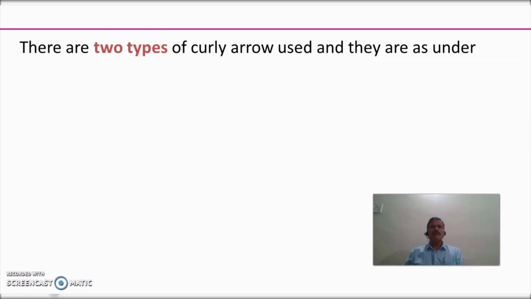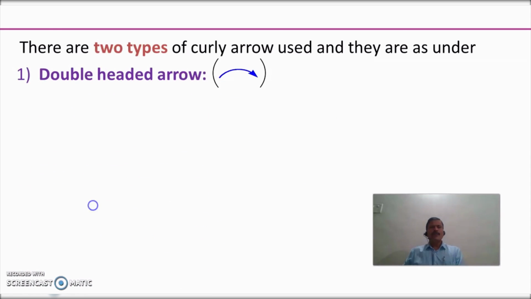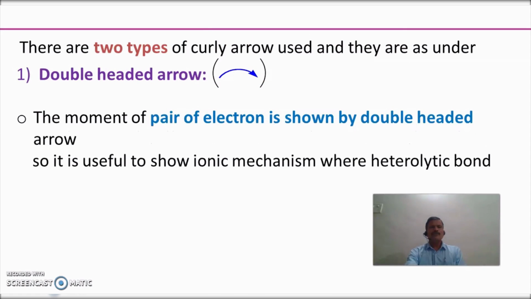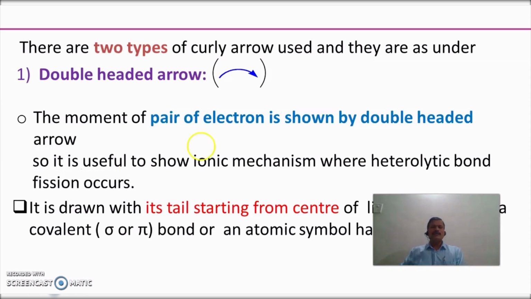There are two types of curly arrows. The first is the double-headed arrow, which represents the movement of a pair of electrons. It is useful to show ionic mechanisms where heterolytic bond fission occurs, and it is drawn in such a way that the tail starts from the center of a line representing a covalent bond, or an atomic symbol having a lone pair of electrons, which is shown by these two dots.